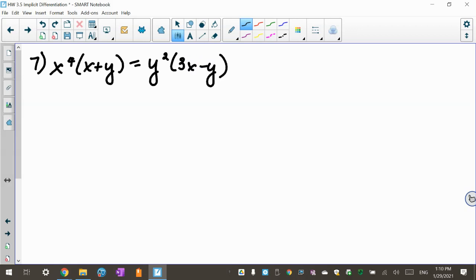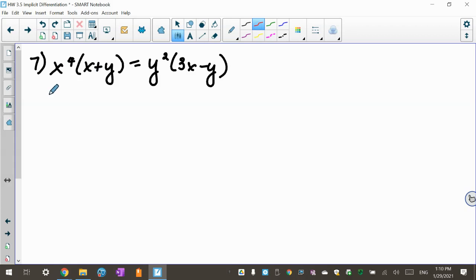And there's a couple ways you could do this. You could actually do product rule on both sides, or you can just multiply it through. You're still going to have to do the product rule, but I'm just going to multiply it through. But there's more than one way. You could do f and g's right here, but I'm going to multiply it through.